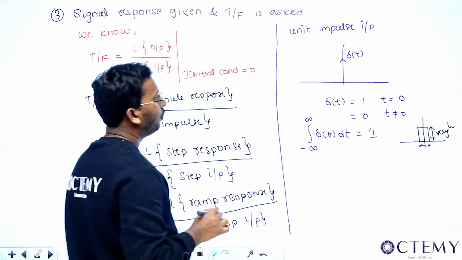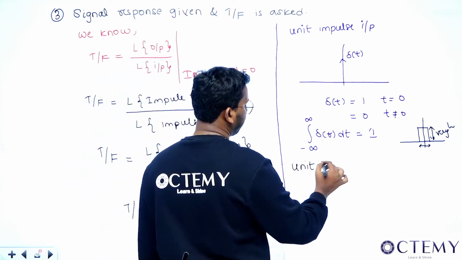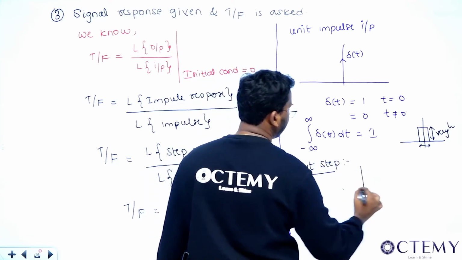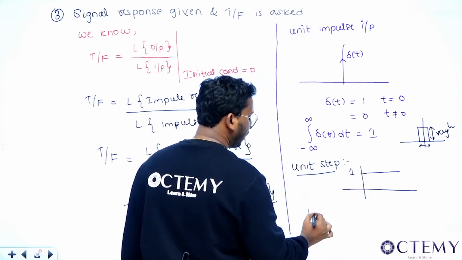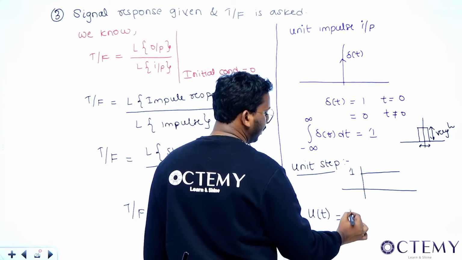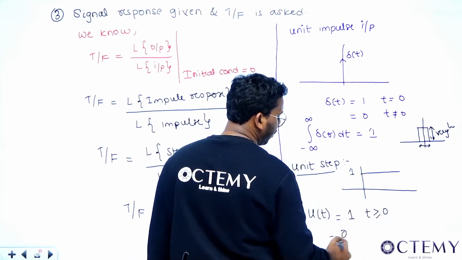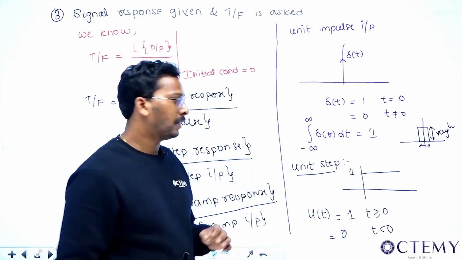Now if you see the unit step, how will the unit step look like? The unit step will look like this. This will be u(t). What is the definition of u(t)? The definition of u(t) is 1 for t greater than or equal to 0, and 0 for t less than 0. Right? Now observe something.